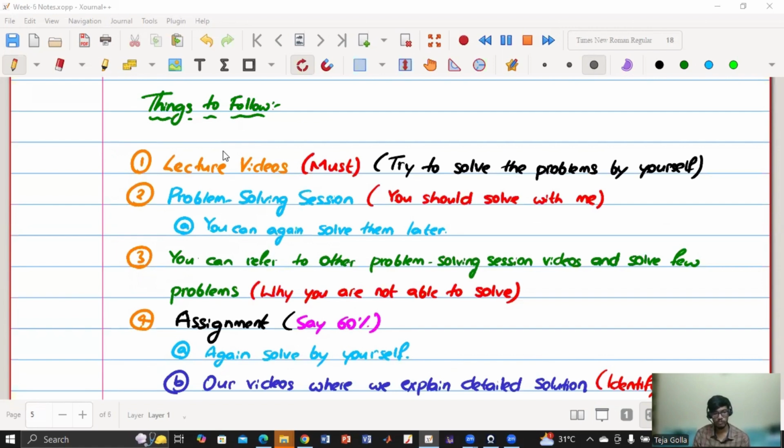If possible two, if possible three, but I know 3 into 2, 6 hours is a little bit difficult, so you fix on any one of the problem solving sessions and must attend that session. And whatever problems I solve, you should solve with me, so that you can make mistakes, so that you will know, okay, I'm making a mistake here, and you can resolve it later. If you are not able to solve a few problems, then after the video is uploaded, you can go back to that video and solve the problems again by yourself and see whether you are able to solve them or not. If not, the solution is there, so you can refer to it.